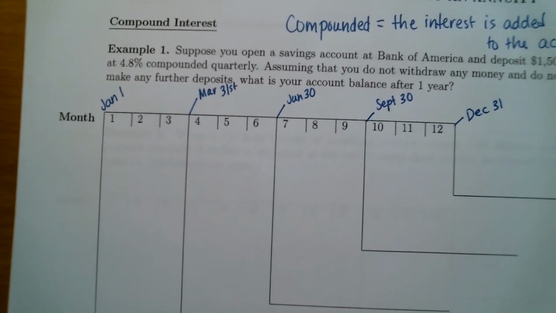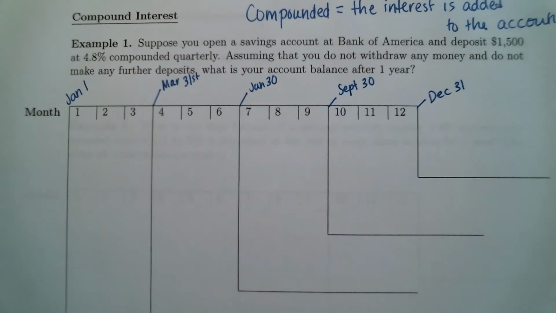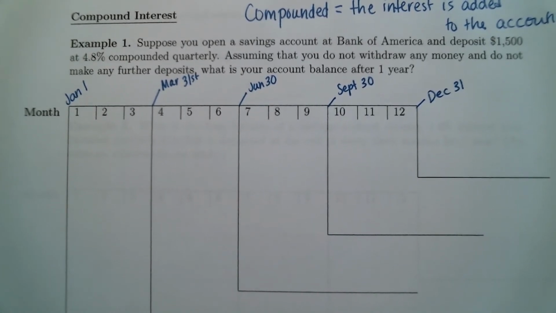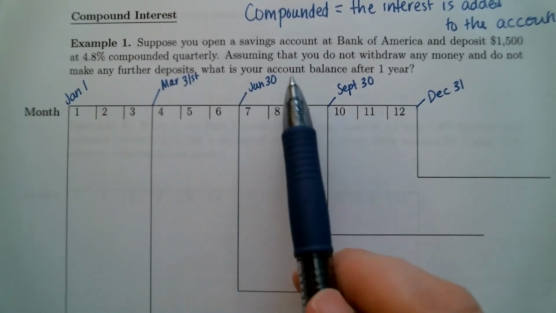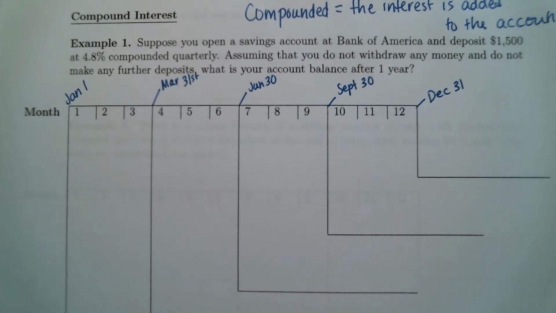So remember, you're putting your money in at the beginning of the year, and it's going to sit in there for an entire year. And your money is going to earn interest. So you're not taking anything out. It tells you assume that you don't withdraw any money. So at the end of the year, you're going to have more than $1,500 because your money is going to accrue interest. So what we're doing is we're going to map out how this happens. The interest is compounded quarterly, so at the end of every quarter, you should be getting an interest payment. So we're going to see how this works.